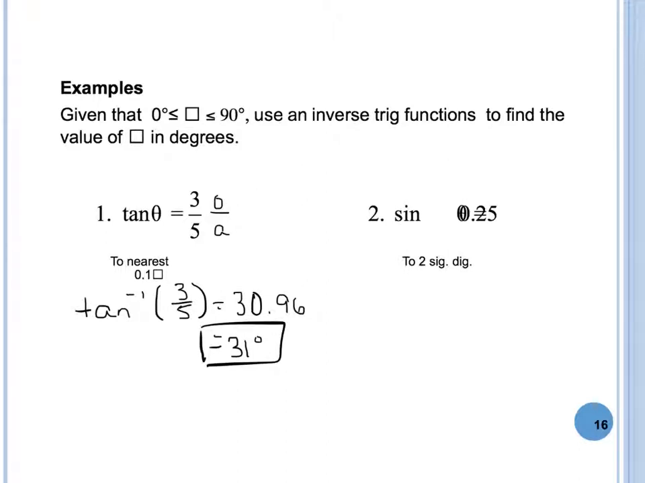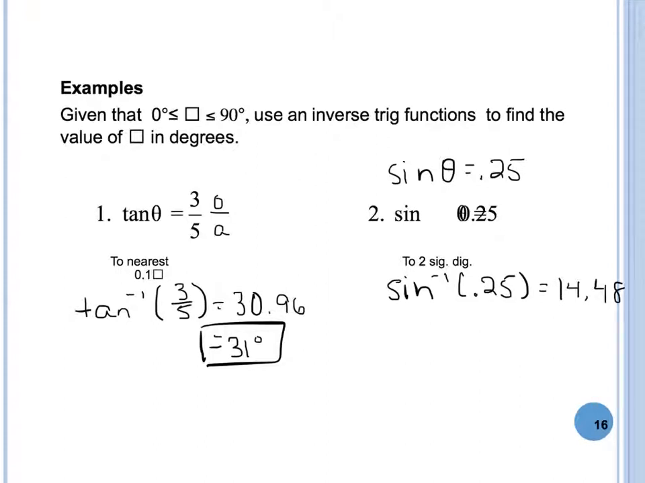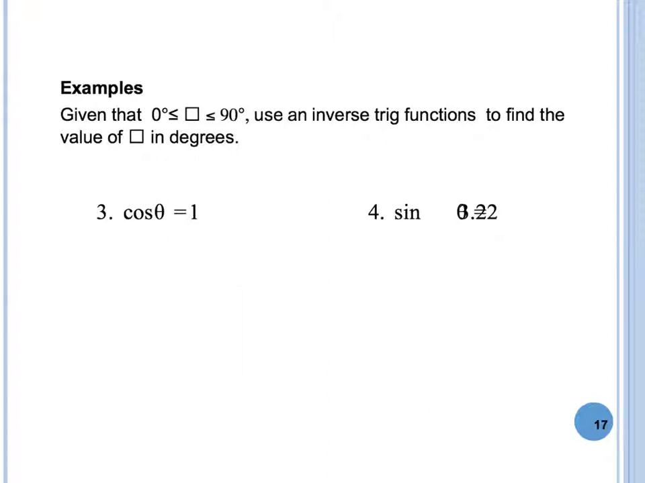Okay, and then this one was the sine of theta is 0.25. So I'm checking the arc sine of 0.25 equals 14.48 degrees. And you can practice a couple more of these to make sure you can find the inverse to get the angle.